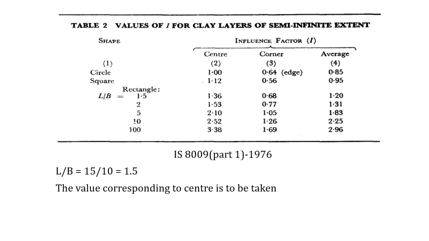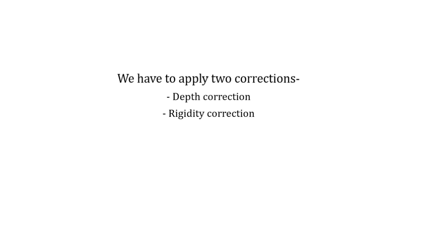This is the table in IS code from where influence factor has been taken. L by B ratio in our case is 1.5. Corresponding to that, 1.36 is the value in the center. So this 1.36 is to be used in the formula. Now we have to apply two corrections, depth correction and rigidity correction.